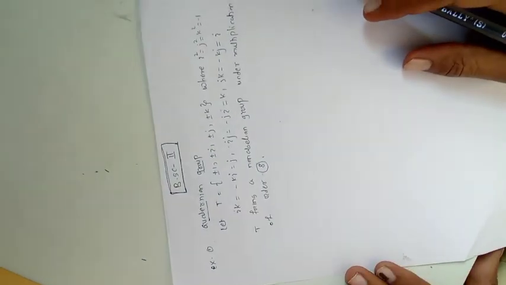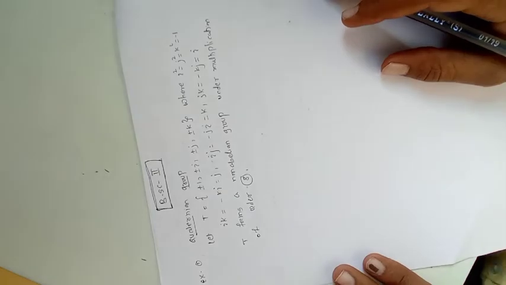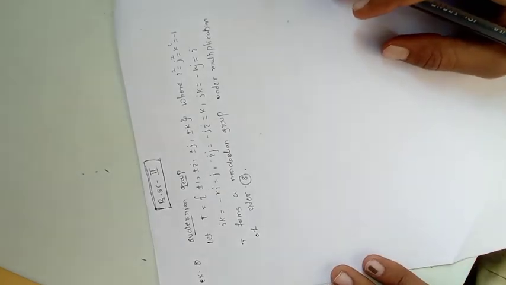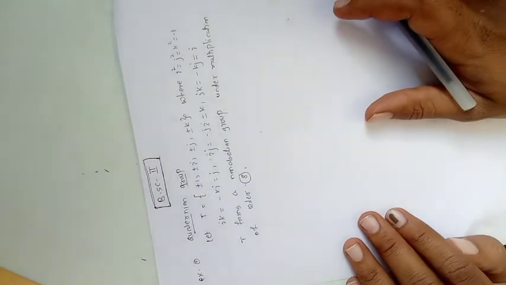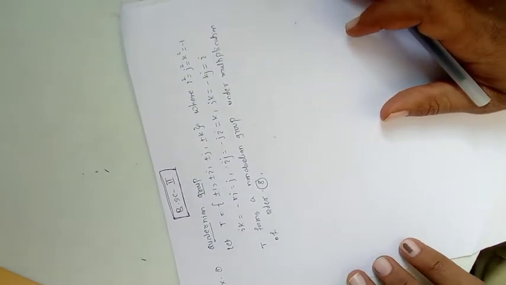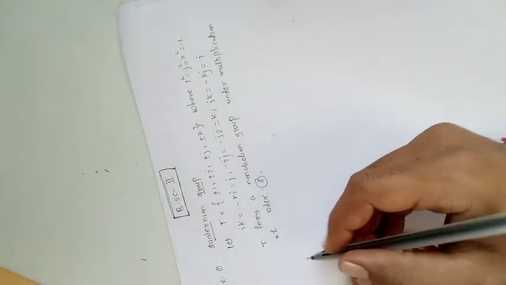So this is a very important example. You can check that it satisfies all the four properties of a group, that is closure, associativity, existence of identity and existence of inverse.